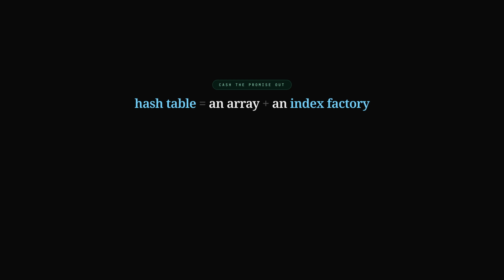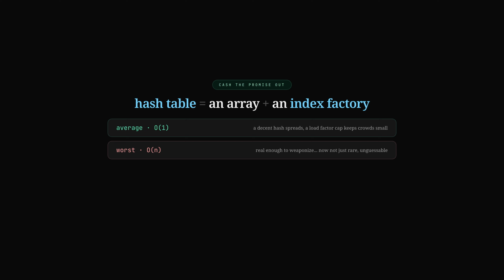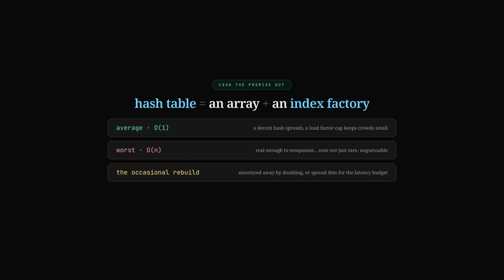A hash table is an array plus an index factory. Average order 1, because a decent hash spreads the keys, and a load factor cap keeps the crowd small. Worst case order n, real enough that attackers weaponized it, and now made not just rare, but unguessable. The occasional rebuild, amortized away by doubling, or spread thin when the latency budget demands it. That's the structure you reached for, fully explained.